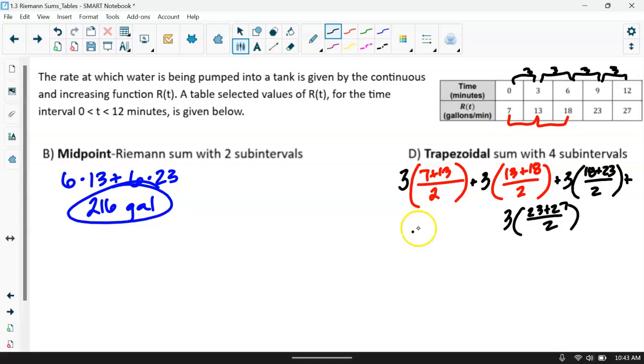But you should get 213 gallons. And keep in mind, out of the 4 methods that we just used, which would be the most accurate? The 213 gallons, because that's with your trapezoidal sum.